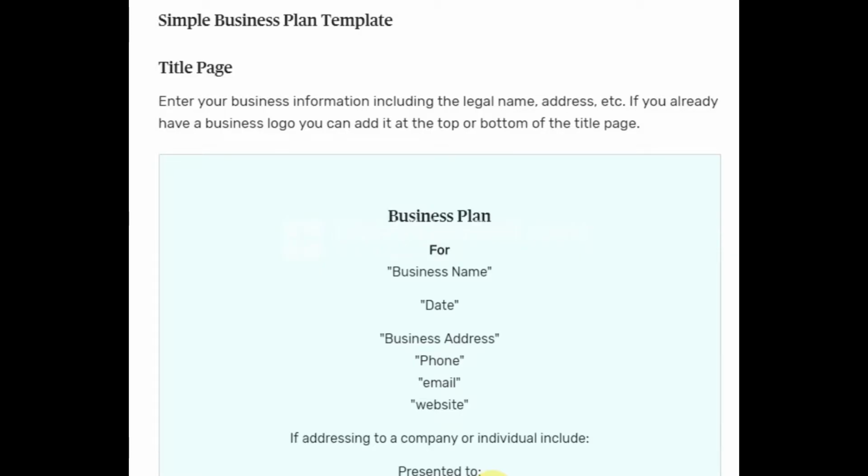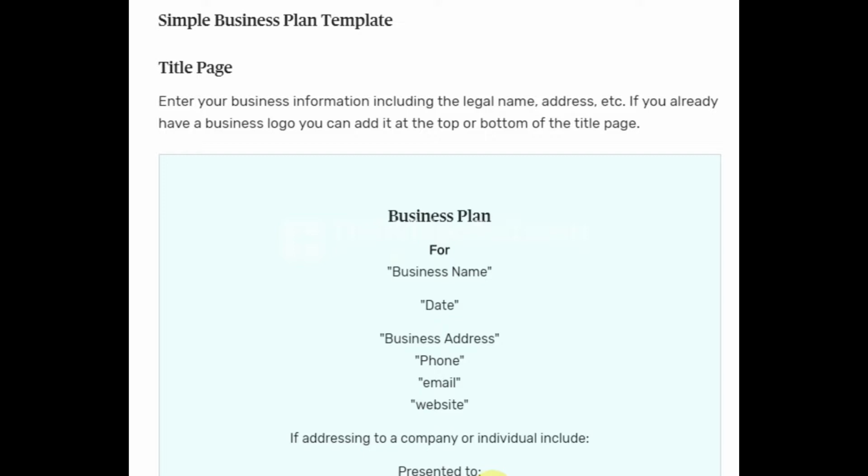Okay, this is a simple business plan template. As I said earlier, you may find various templates available over the internet. You can check by yourselves, but more or less all have the same content and the same titles and format. So the first page is the title page.